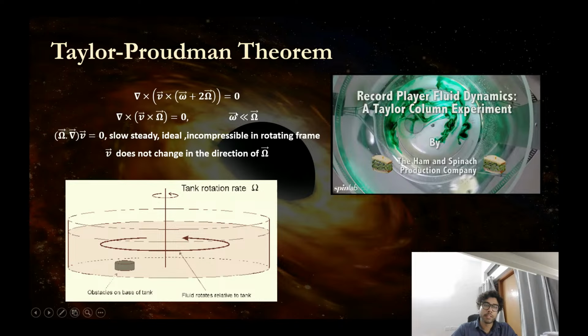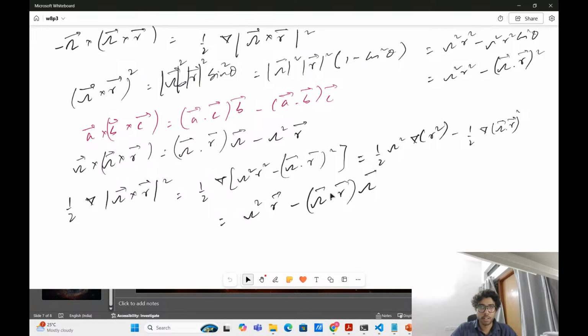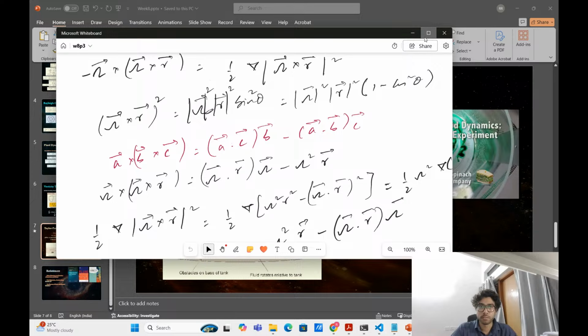Now we impose another condition that the small omega is much less than capital Omega. That just means that the vorticity inside the fluid is not much. So whatever vorticity is introduced in the fluid is because of the rotating frame and not because of the inherent vorticity of the fluid. With that condition, we can neglect omega with respect to 2 capital Omega, and this equation will reduce down to this thing. Now from here to here, let me just derive how we go in a few steps.